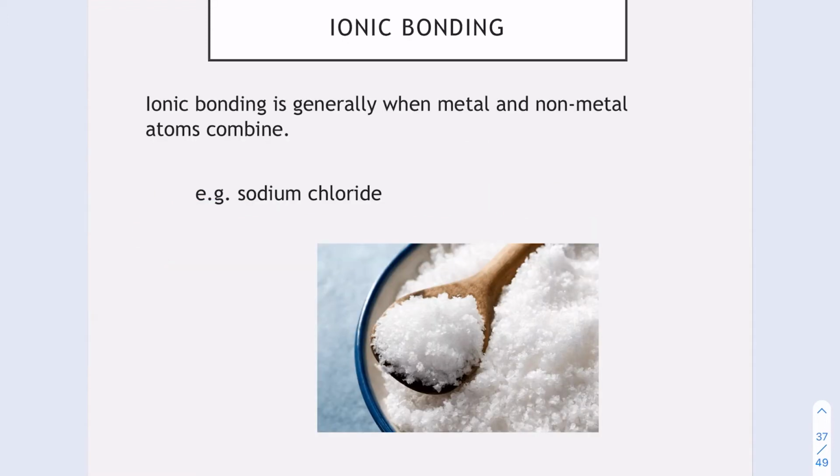So ionic bonding is when a metal and a non-metal atoms combine. For example, sodium chloride, which we can write as NaCl. If you have a look in the data book, you'll see that sodium is your metal and chloride, which is chlorine, is your non-metal.